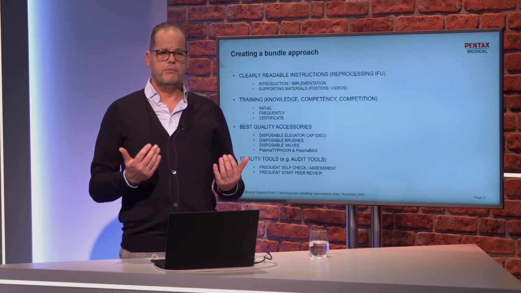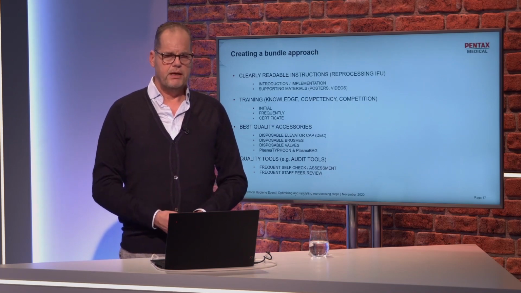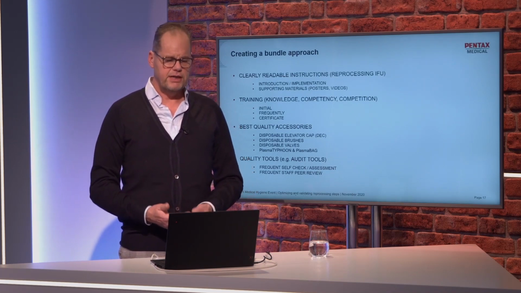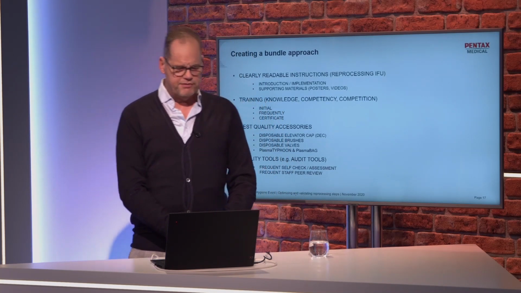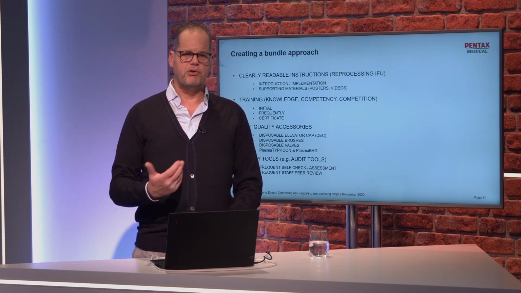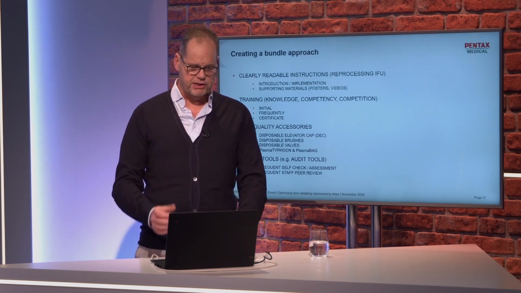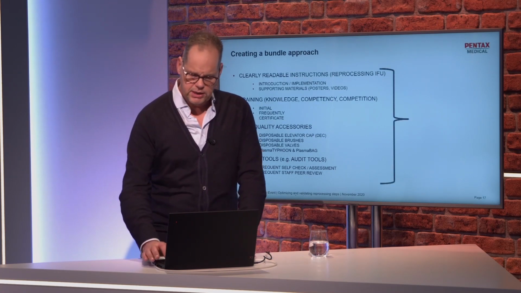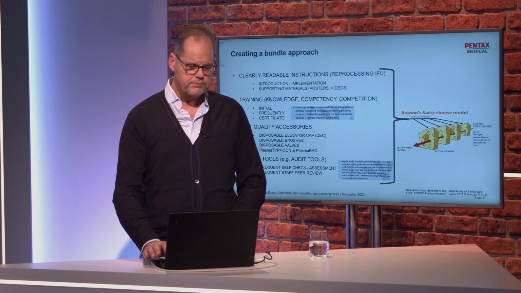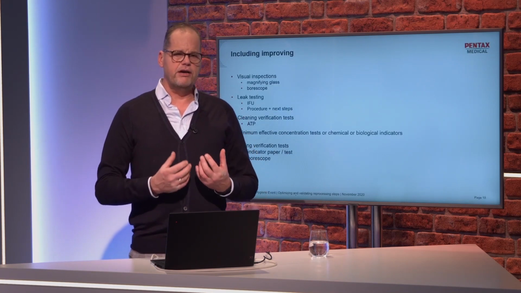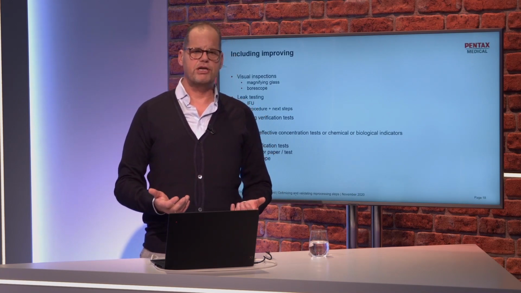Of course, coming to the products, we have the best quality accessories: disposable elevator cap, the disposable brushes, disposable valves, and of course, also the Plasma Typhoon and Plasma Bag. And we have to check it by quality tools, for example audit tools, frequent self-check or self-assessment of the people, or frequent staff peer review. It's very important to close the gaps in reprocessing. And that also includes a visual inspection, using magnifying glasses or even a borescope.